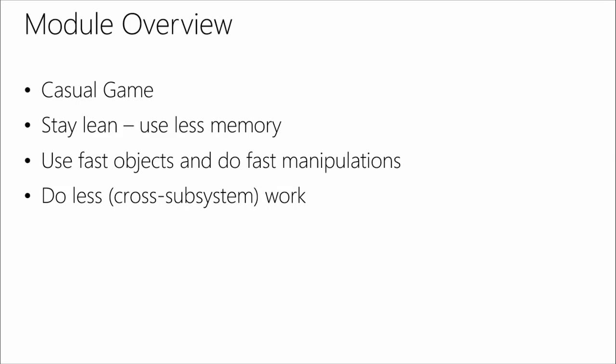First of all, obviously, we're going to share with you what is this casual game. Hopefully you really have some fun by playing with this game. And then we're going to apply all the things we learned, right? DJ talked about how to do memory allocation, stay lean, use less memory. That's something we want to look into. And we want to also talk about how we could actually use fast objects and do fast manipulation. That's another thing we want to look into. And do less work and know what your application is doing. This is another one really very useful for this particular tuning.